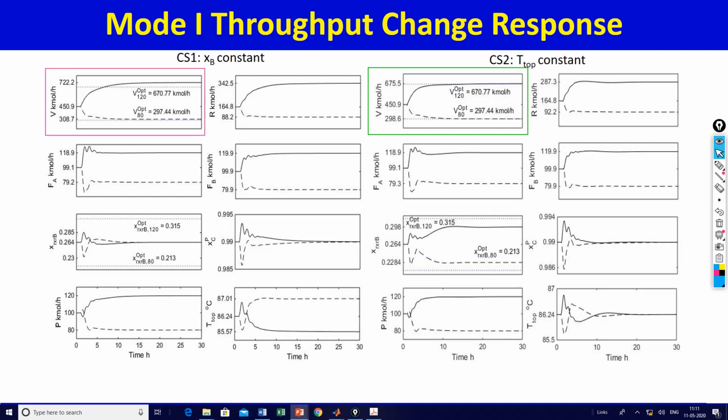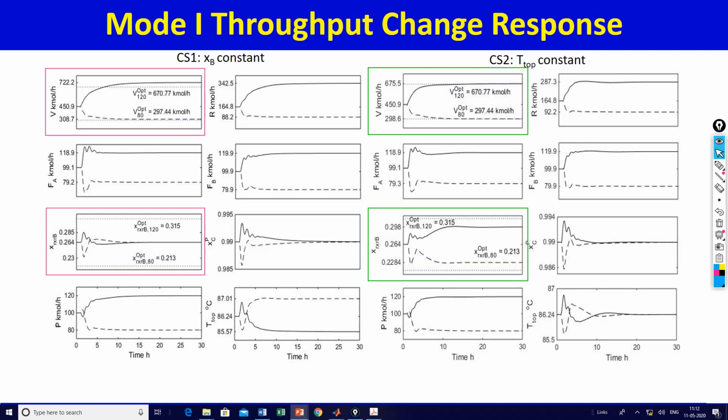And how do you explain this? Well, look at this. You're holding the reactor B mole fraction constant, so here the control system acts to bring the deviating reactor B mole fraction back to set point. On the other hand, over here the optimum reactor B set point, oh, this is actually a 20% increase in production. So you go from 100 to 120 kilomoles an hour, not 10%. Okay, so the optimum reactor B mole fraction is 0.315.